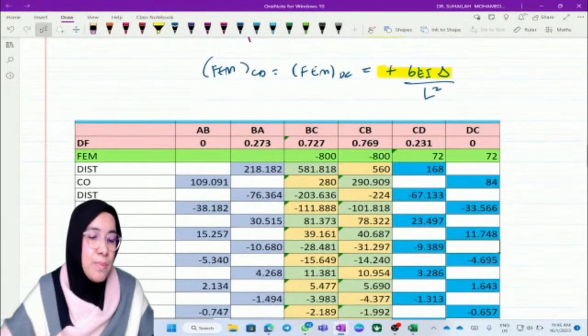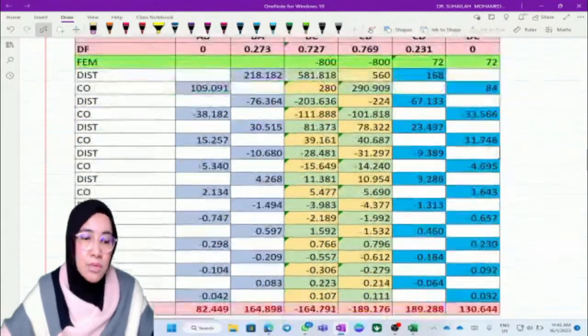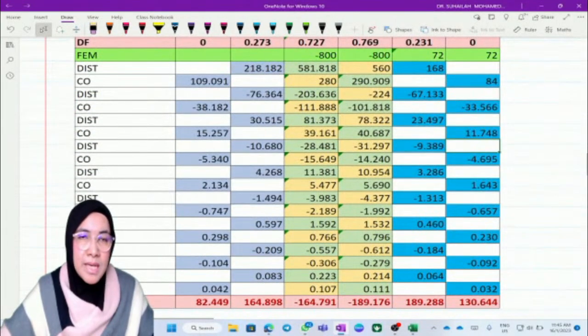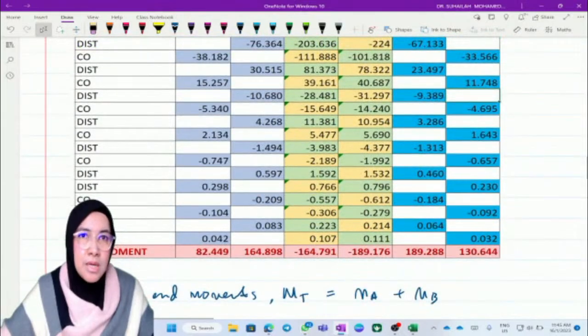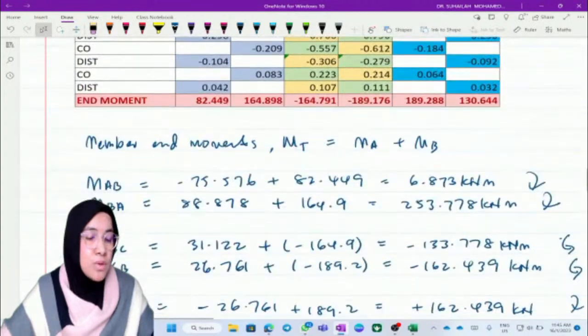We apply the FEM due to support settlement in table number 2. We repeat the process, and we get the new member end moments. This is MB. Then we total all the moments.